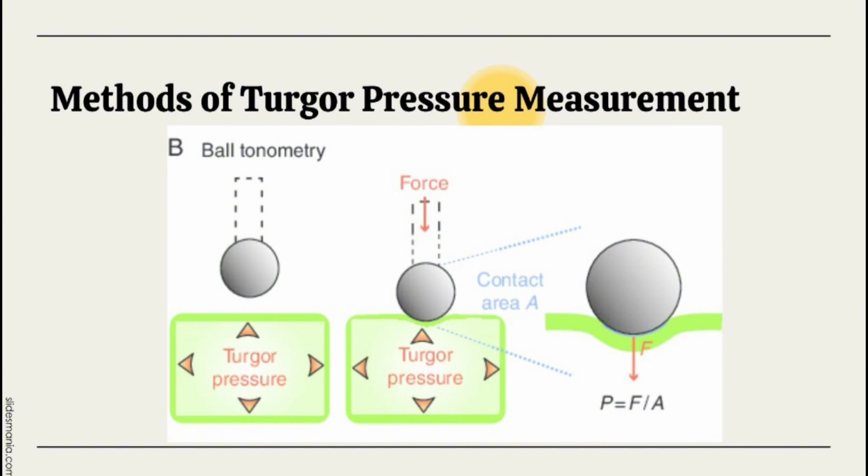If the plant cell is full and firm, the tonometer will push back less. If the cell is losing water, the tonometer will push back more. The tonometer gives you a measure of how much resistance the plant cell has. More resistance means higher turgor pressure.